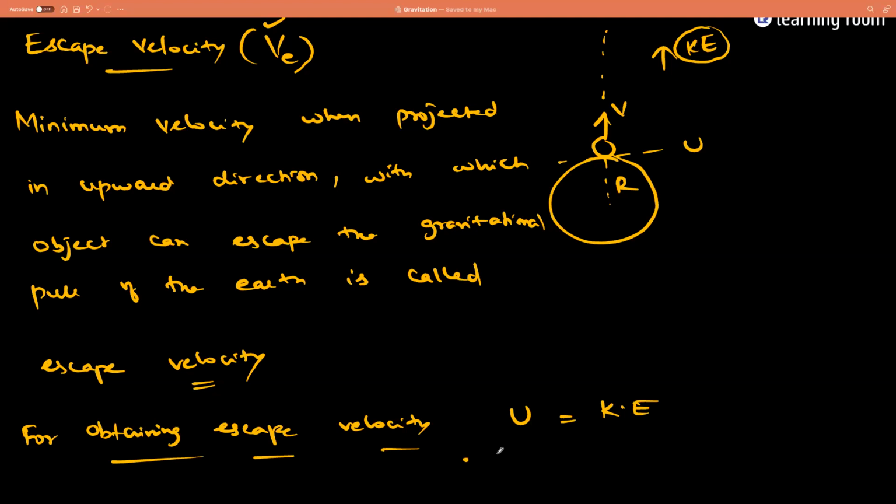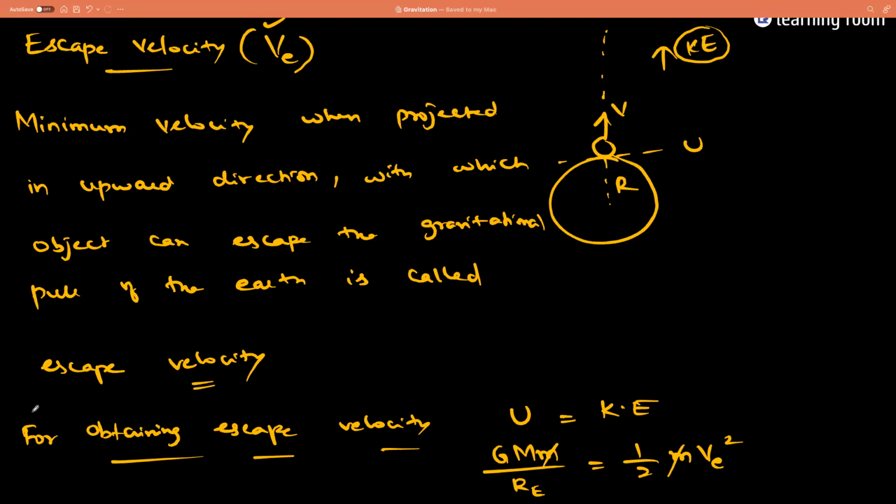So what is U? Minus G capital M into small m divided by RE is equal to, what is going to be the kinetic energy? It is going to be half m VE square. So m and m will get cancelled. And here one correction. Since I'm applying energy conservation, I should not put the minus sign. Okay. So m and m is there.